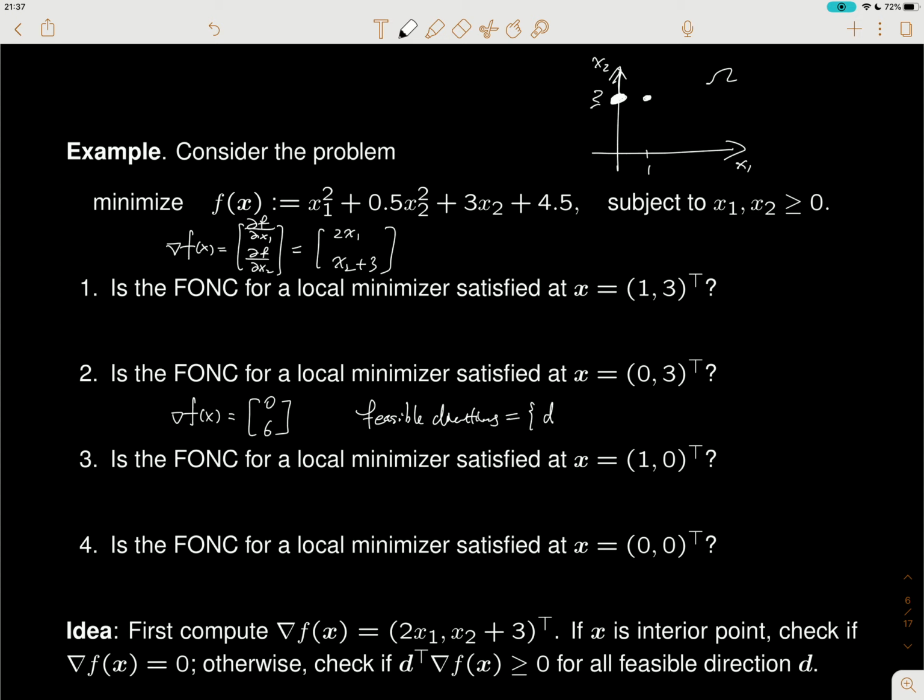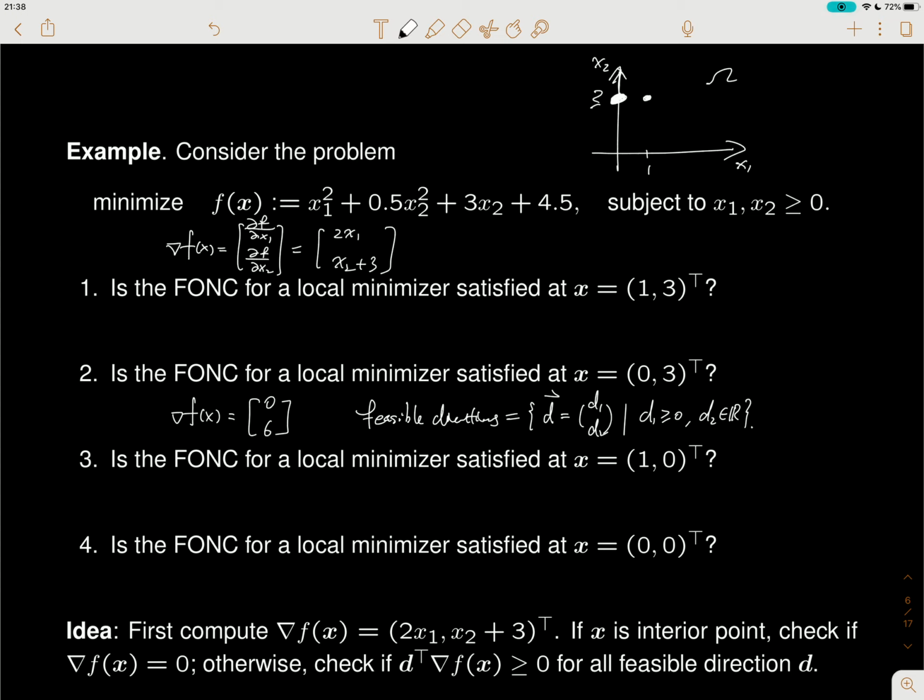It should be the set of directions. Say the d is (d1, d2), where, since you can only go this kind of directions, d1 has to be greater than or equal to 0. d2 can be any direction, right? d1 has to be non-negative, but d2 can be either this direction or this direction. So this will be just d1 greater than or equal to 0, and d2 can be any real number.